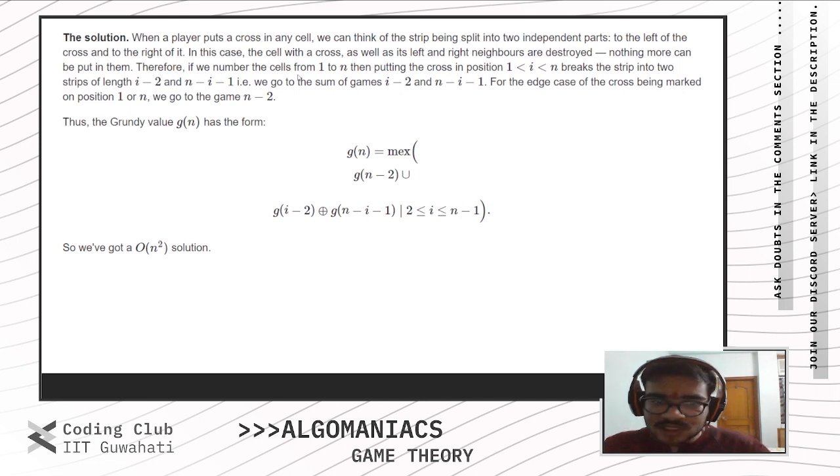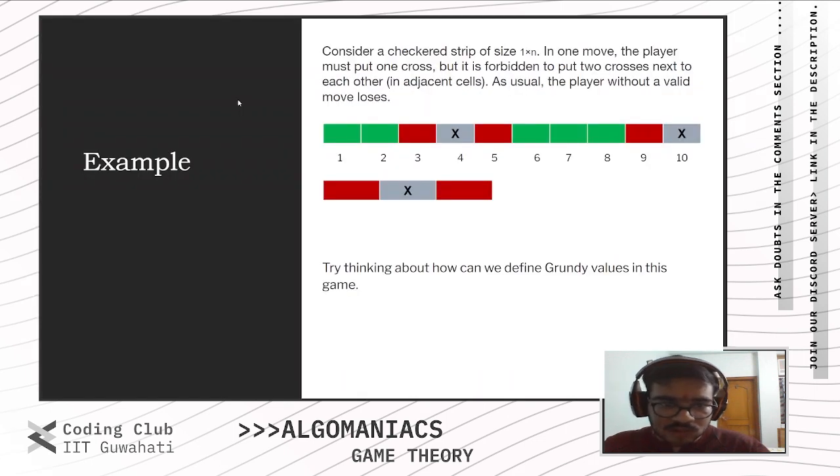Therefore, if we number the cells from 1 to n, then put the cross in position i, which is between 1 and n, it breaks the strip into two strips of length i minus 2 and n minus i minus 1. Let's see how it goes.